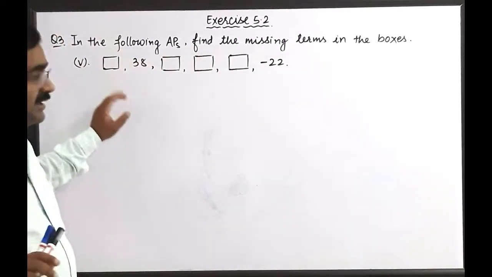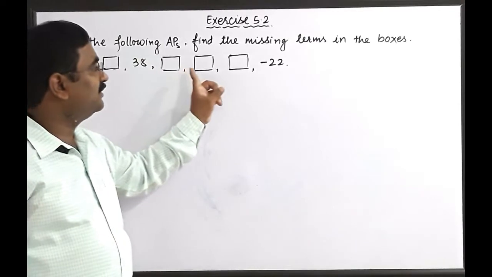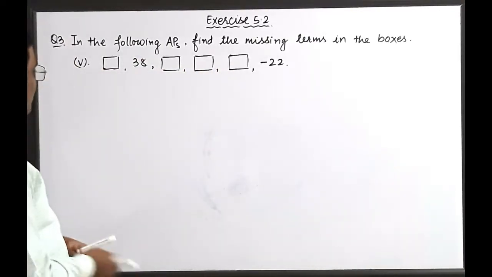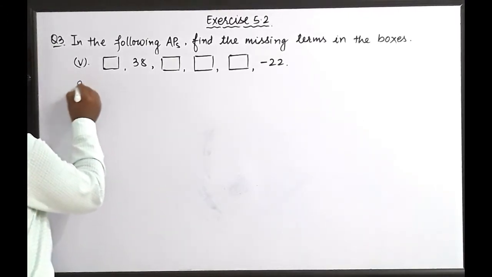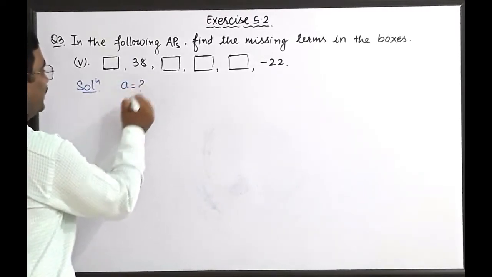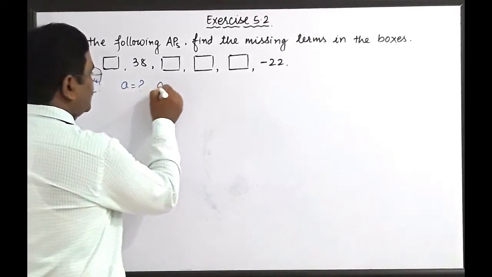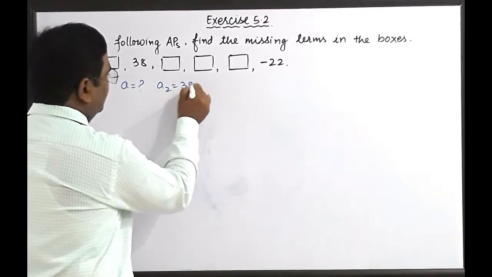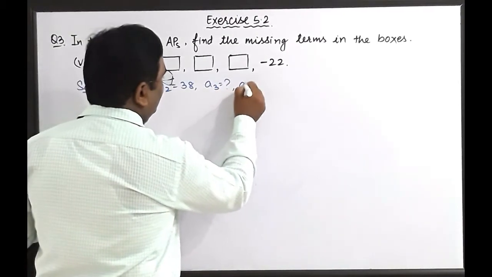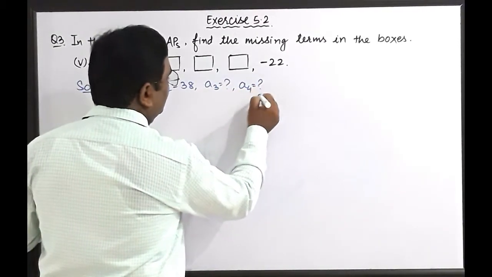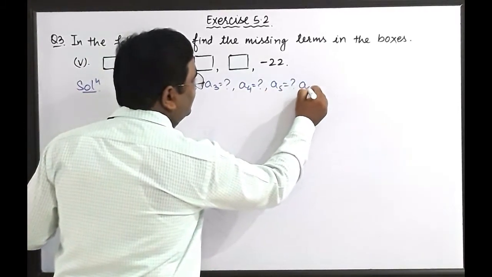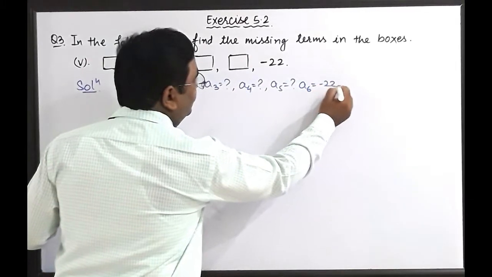और आपको फाइंड क्या करना है? फर्स्ट टर्म फाइंड करना है, थर्ड टर्म फाइंड करना है, फोर्थ टर्म फाइंड करना है और फिफ्थ टर्म फाइंड करना है. So in the solution of this, A you are going to find out. A2 is given 38. A3 is also blank, missing. A4 is missing. A5 is missing. And A6 is given minus 22.